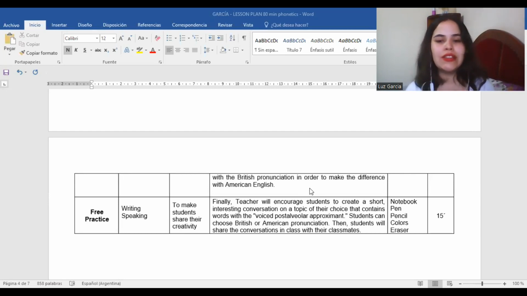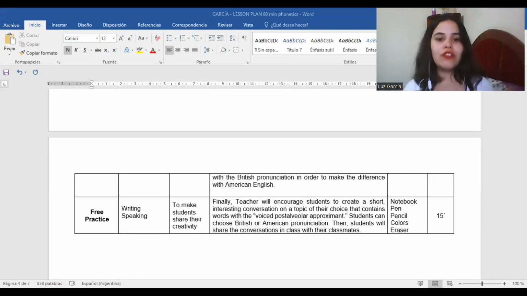So this stage has a duration of 15 minutes. And in this case, I decided to use writing and speaking as my techniques. Now, I would like to mention that in this activity, apart from promoting creativity, a different alternative to teach in this activity is intonation. Why?